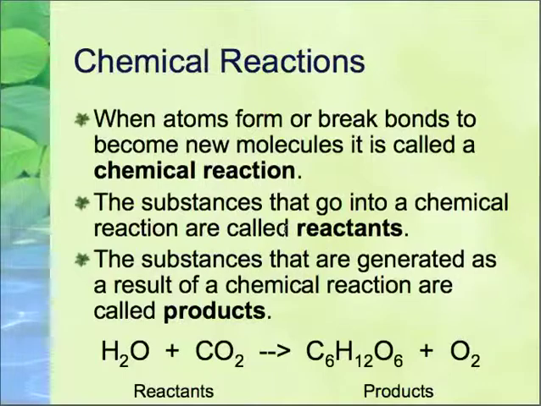Substances that go into the chemical reaction are called reactants. Substances that come out are called products, and so in this case we have water and carbon dioxide react to produce glucose and oxygen. Those are the products. So reactants are on the left side, products are on the right side, and we read this as water and carbon dioxide react to produce glucose and oxygen.